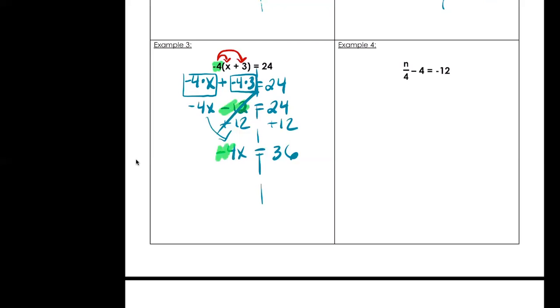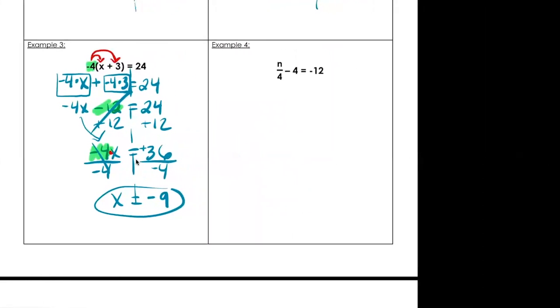Lastly, we want to get rid of the -4. Again, in between the -4 and the x is multiply. The opposite of multiply is divide. I have to divide everything by -4. So x is going to equal, remember the rules for division. When you have a positive and a negative and you're dividing, same as multiplying, the answer is negative. How many times does 4 go into 36? That's 9, because 9 times 4 is 36. So x equals -9 in this one.